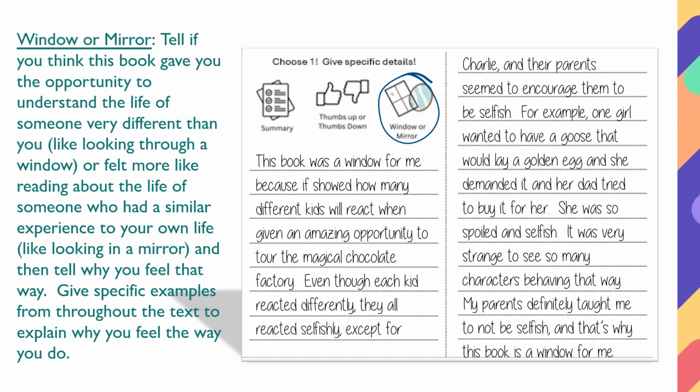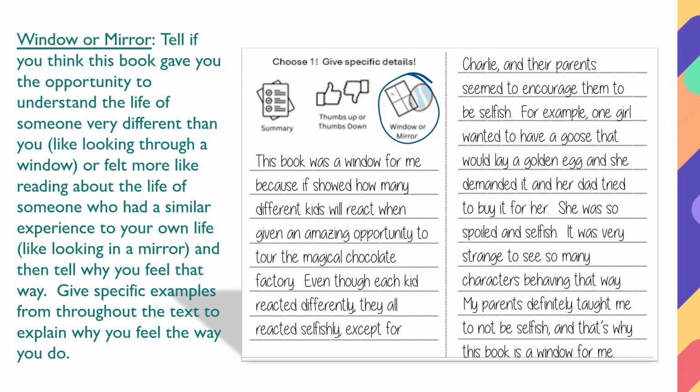When we look at this better example, see if you can notice the different details they tell about from the story. "This book was a window for me because it showed how many different kids will react when given an amazing opportunity to tour the magical chocolate factory. Even though each kid reacted differently, they all reacted selfishly, except for Charlie, and their parents seemed to encourage them to be selfish. For example, one girl wanted to have a goose that would lay a golden egg, and she demanded it, and her dad tried to buy it for her.